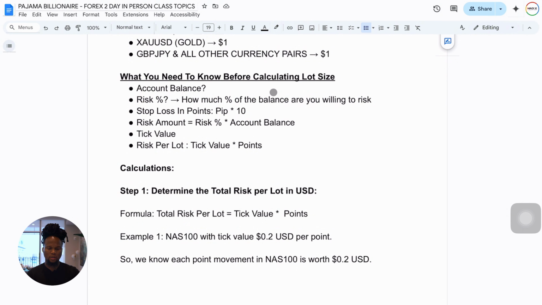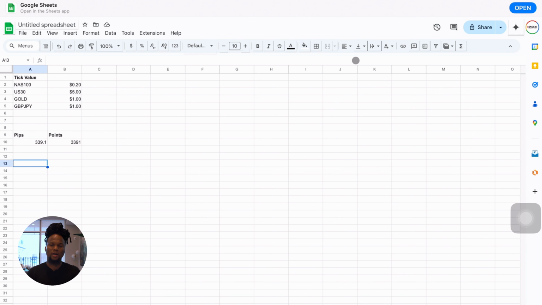We already have the tick value. We need to know the risk per lot as well, which we're going to calculate by multiplying the tick value times the points. This might be a little confusing for some of you guys, but don't be confused. I'm here to save you, right? So these are all of the relevant information that we needed.